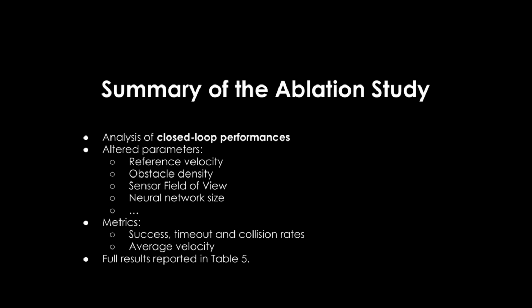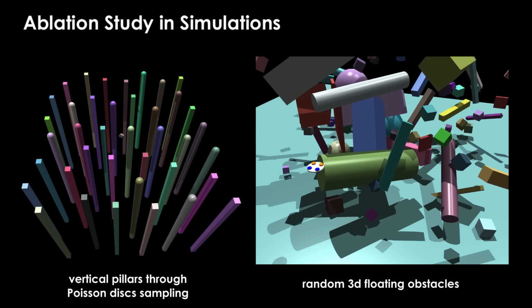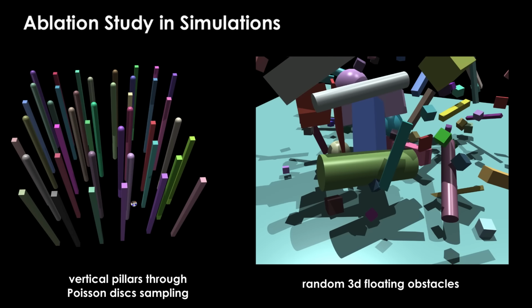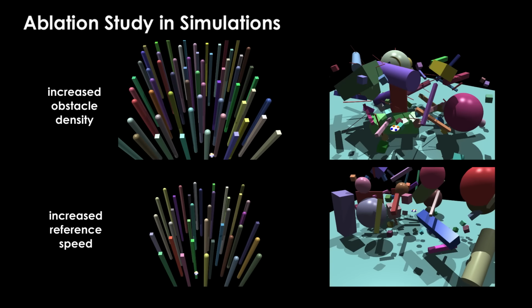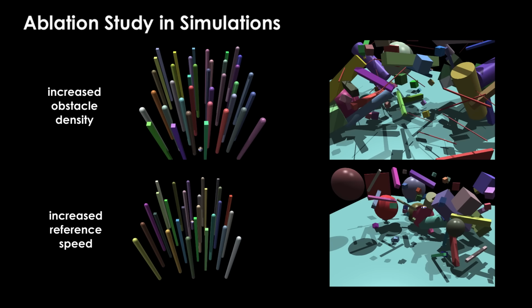First, an ablation study is performed in two different settings: pillar-filled environments that effectively reduce the problem of obstacle avoidance to 2 dimensions, and 3D environments with obstacles of arbitrary size and shape. We perform 200 rollouts in randomized environments for each set of parameters, while recording the average rates of success, timeout, and collision. This allows us to assess the sensitivity of the method to environment settings and hyperparameters, such as the reference navigation speed or the obstacle density.